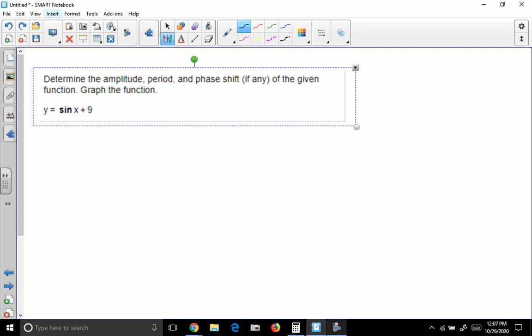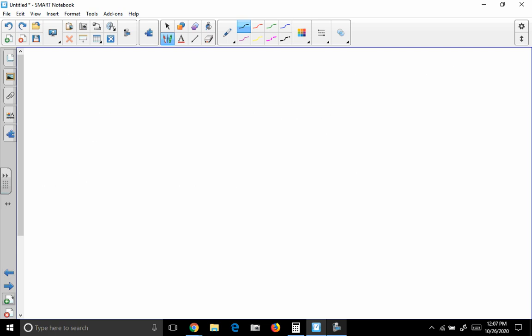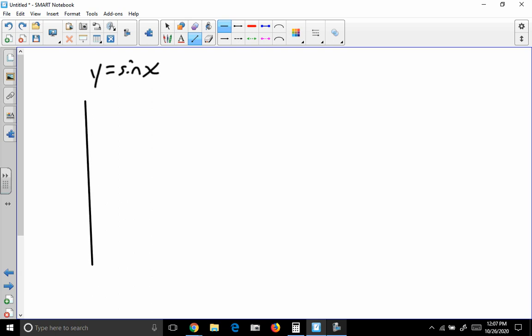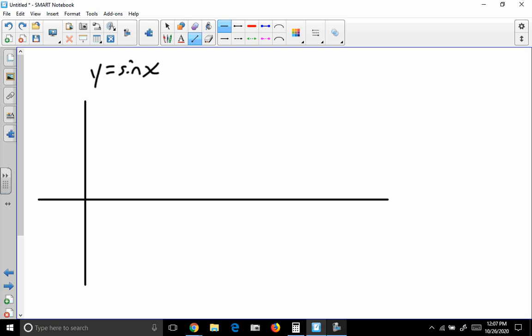The last questions come from section 6, and they deal with graphing trig functions. So let's look at some graphs. Let's look at the graph of a basic sine wave, and then we'll later look at the graph of a basic cosine wave. I think I have some graph paper, but I'll just sketch this out.